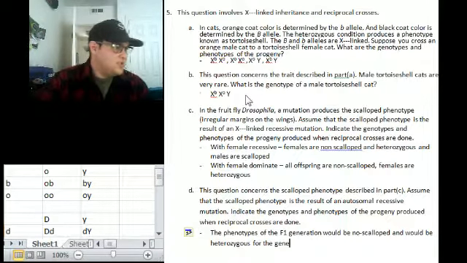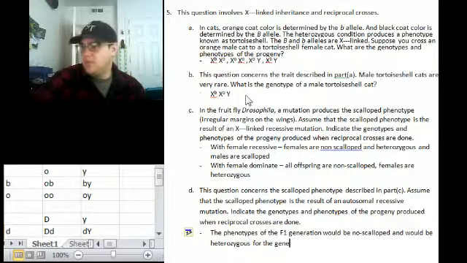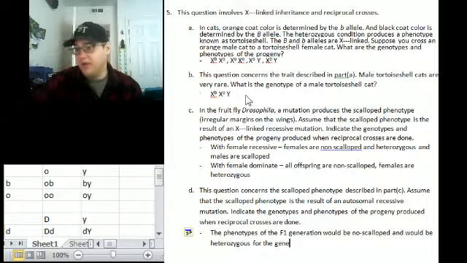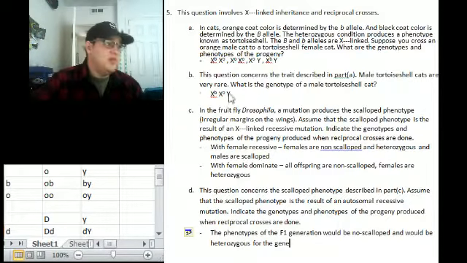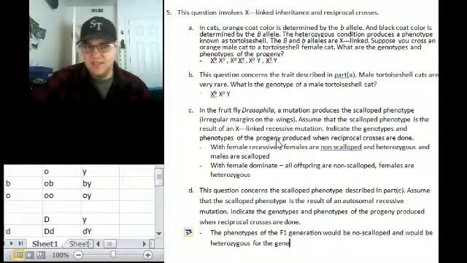The second question says: the trait described in part A, male tortoiseshell cats are very rare. What is the genotype of a male tortoiseshell cat? He would actually have to have another chromosome to be a male, because you'd have to have the 2 X chromosomes to get the tortoiseshell, or the calico. I call them calico, tortoiseshell, whatever. And then you have to have the Y one on top of that. So I thought that was really interesting, how that worked.